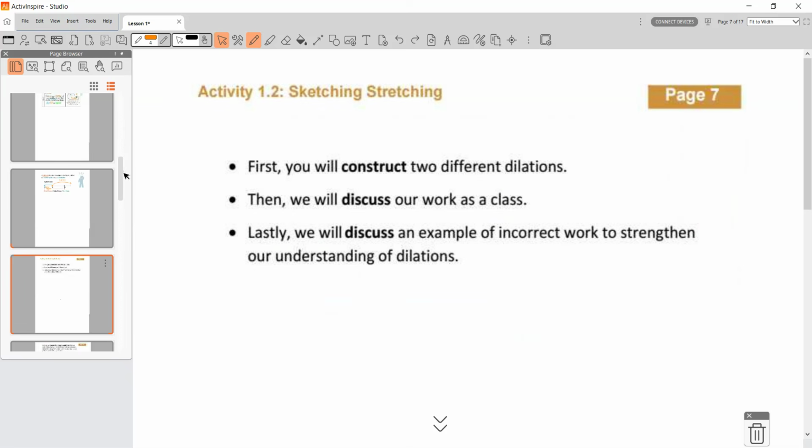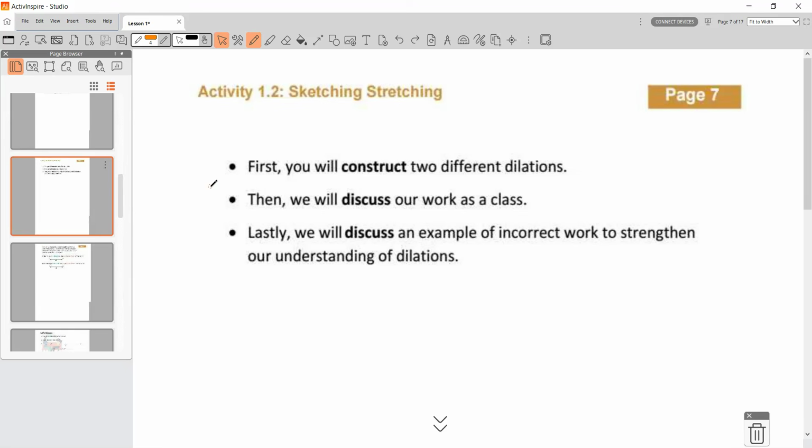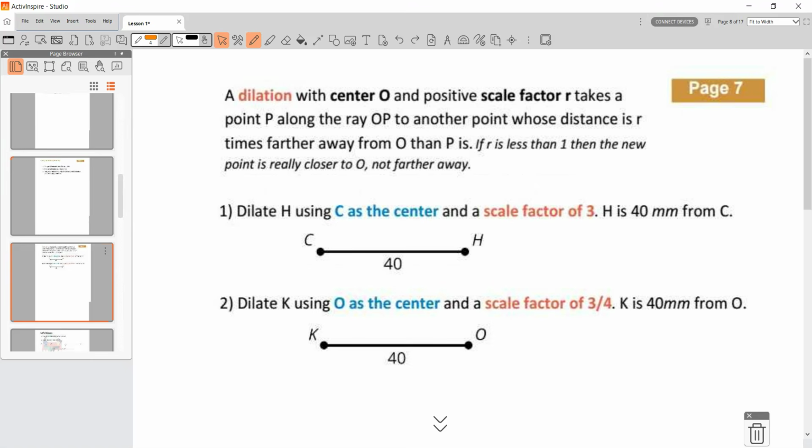All right, so in this next activity, you're going to construct 2 different dilations. You're going to need a ruler so that you can measure, and then I'll talk about it when you get finished with it. So remember that a dilation has a center of dilation and it has a scale factor, right? So we've got this center of dilation, and then we're going to have this scale factor that takes point P along that ray that connects the center to the original.